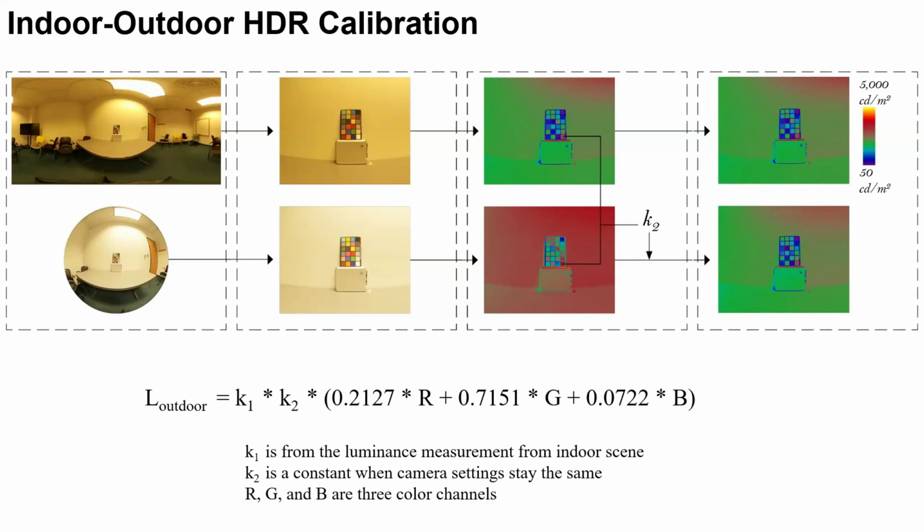And we have a standard formula to compute the luminance. And I add one more component here. K1 is from the luminance measurement from the indoor scene. K2 is a constant. But we have to note here, the camera settings must stay the same. Otherwise, this formula won't stand. And RGB are three color channels.